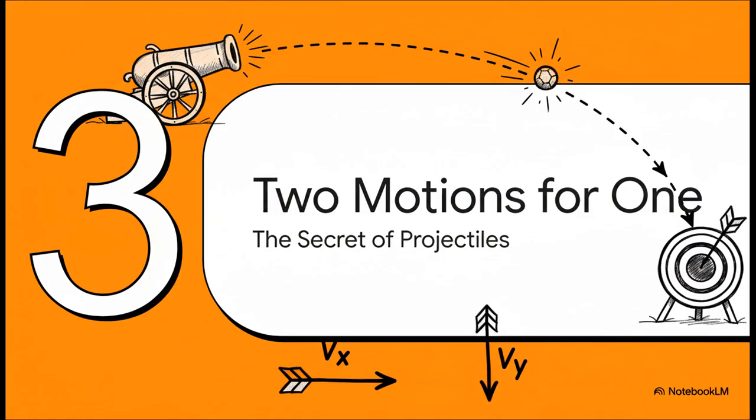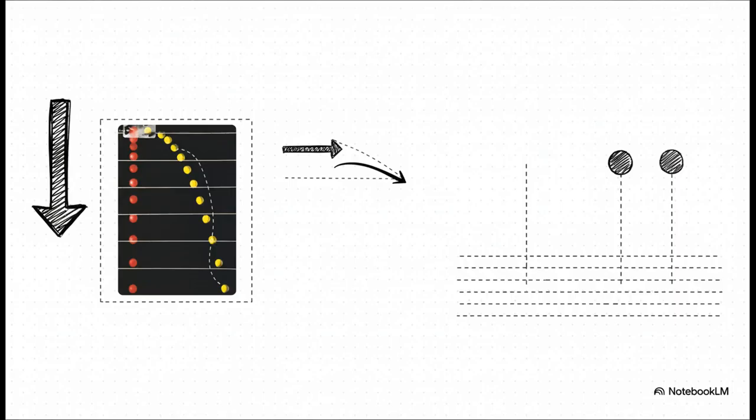Now let's put them to work on one of the most classic problems in all of physics, the motion of a projectile. This right here, this is the big aha moment for understanding projectile motion. Look really closely. The ball on the left is just dropped straight down. The one on the right is shot out horizontally. But look at their vertical positions. They're falling at the exact same rate. They hit the ground at the same time.